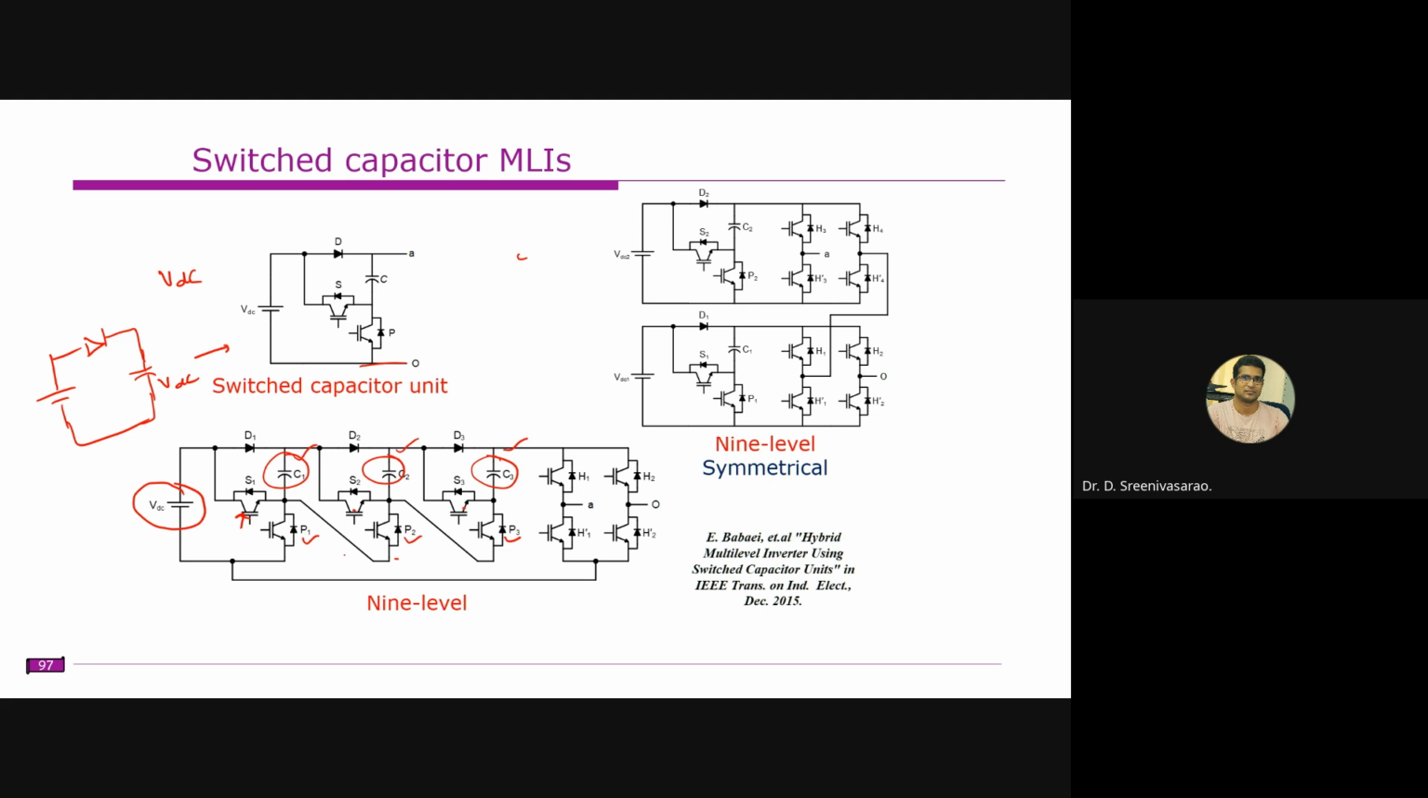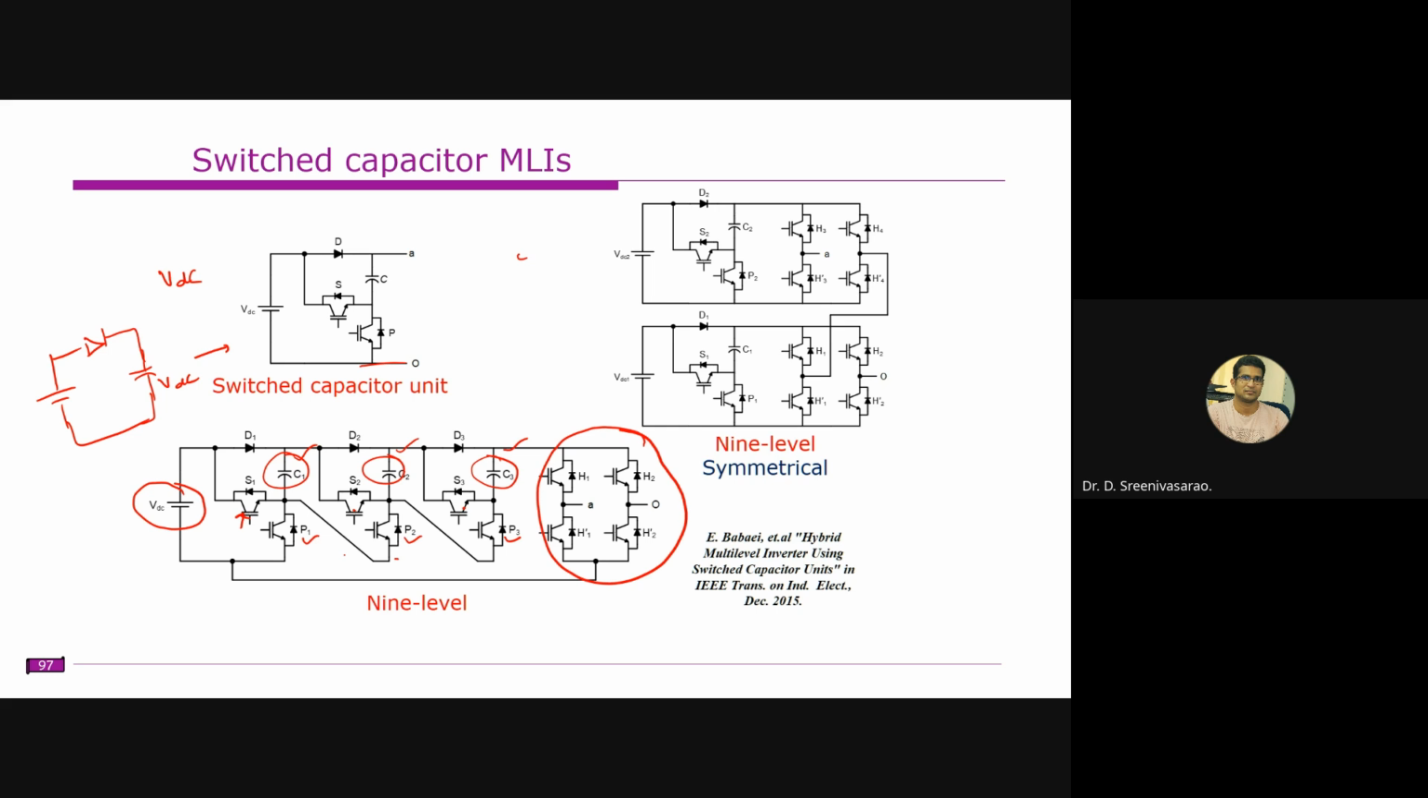The thing is that we are getting only unipolar levels. Therefore, to make it bipolar, you require this H bridge. So you need this H bridge to make this bipolar. Understood? So these are known as the switched capacitor multi-level inverter.